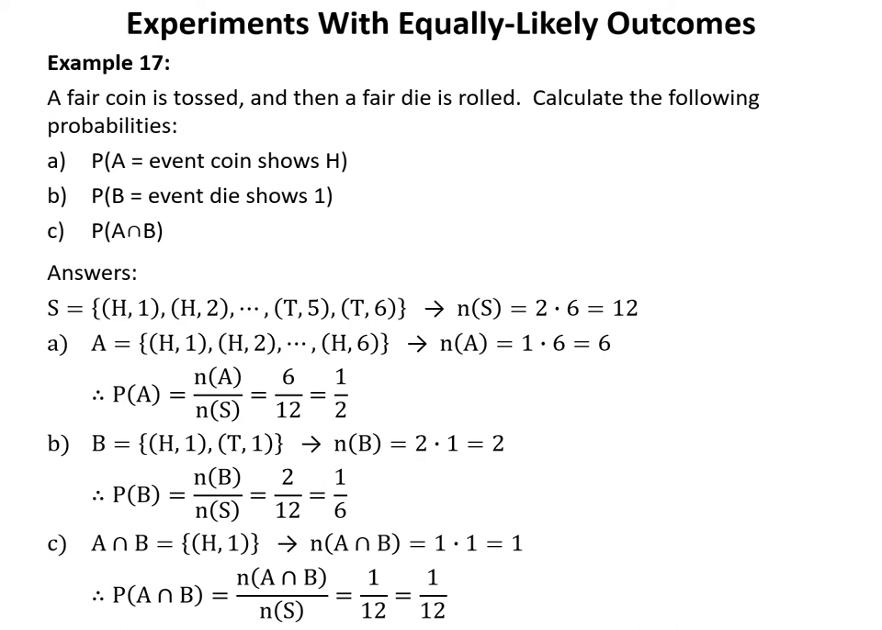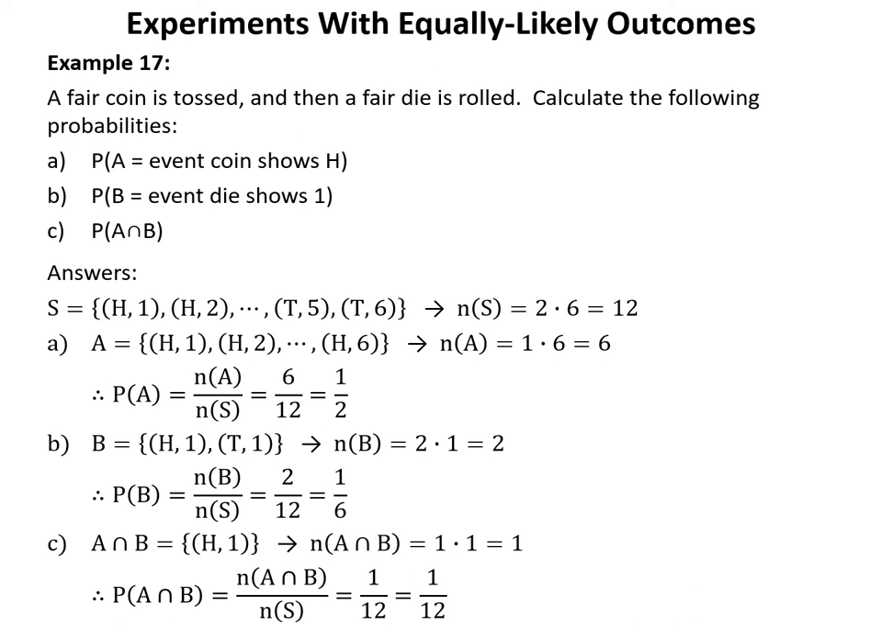So to answer part A, the event A is that the coin shows heads. So the list of possible outcomes there would be heads 1, heads 2, all the way through heads 6. And the number of outcomes there is equal to 6. So the probability of event A equals 6/12, which reduces to 1/2. And in B, the event B is that the die shows a 1, which we can list as the outcomes including heads 1 and tails 1, which is just 2 outcomes. So the probability of B equals 2/12, which simplifies to 1/6.